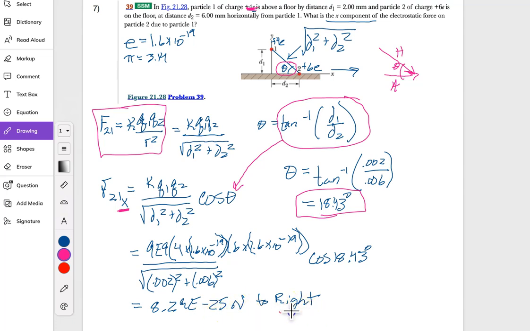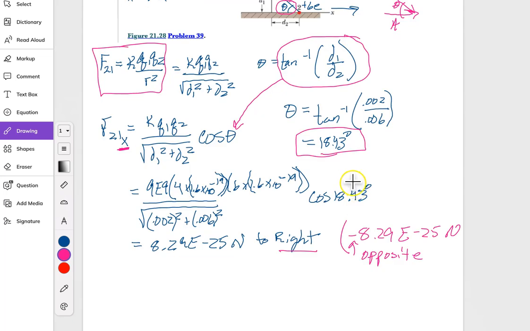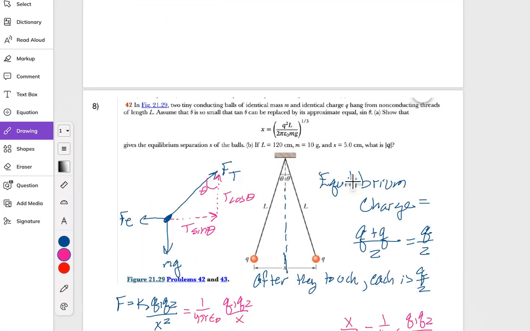and we know that this is pushing it to the right. They might also say that another correct answer is negative 8.29 times 10 to the negative 25th newtons, and the direction is here. That just means that it is opposite of the particle. So that means it's getting pushed away. So that is the question number 7.